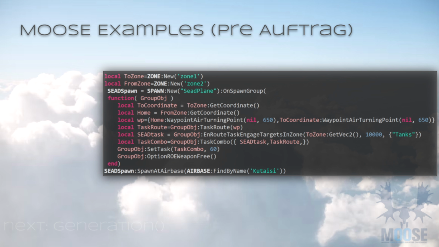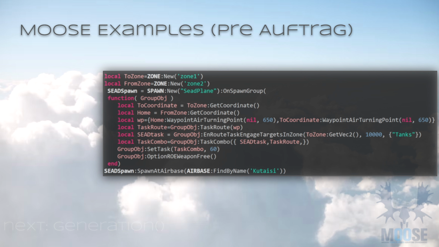Then we're going to give it the en route task, engage targets in zone. So that en route task is created, and what it does is it gives the filter of tanks, and this is actually equivalent to the CAS task in the mission editor. So seed task here, ignore the fact it's called seed, will be an en route task engage targets in zone, and it will provide the coordinate of 2 zone, and it will be attacking tanks.